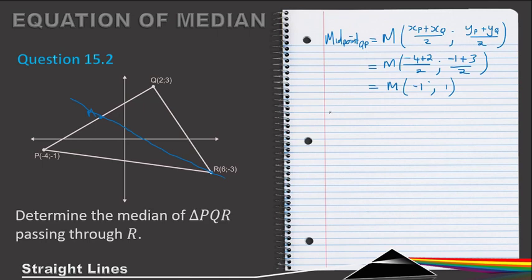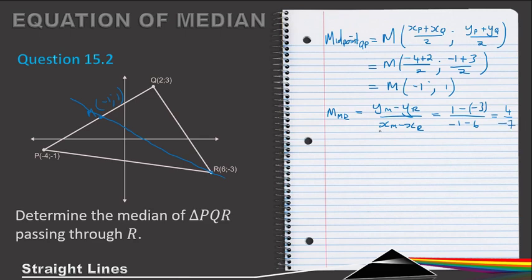Now to find the gradient of MR is then equal to change of y, y of M minus y of R, over x of M minus x of R. Let's substitute. If M is minus 1 and 1, we have 1 minus negative 3 over minus 1 minus 6. And this then will give us 4 over negative 7.